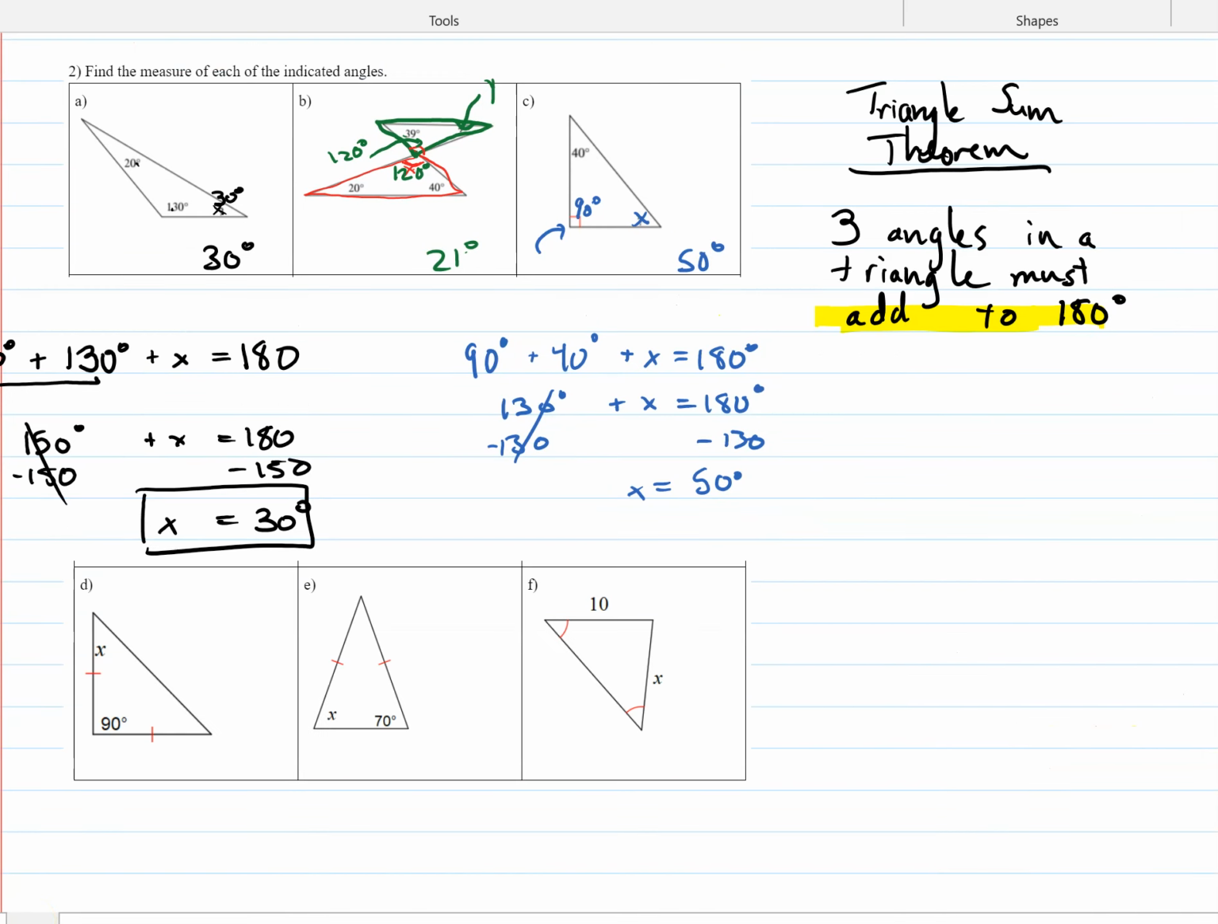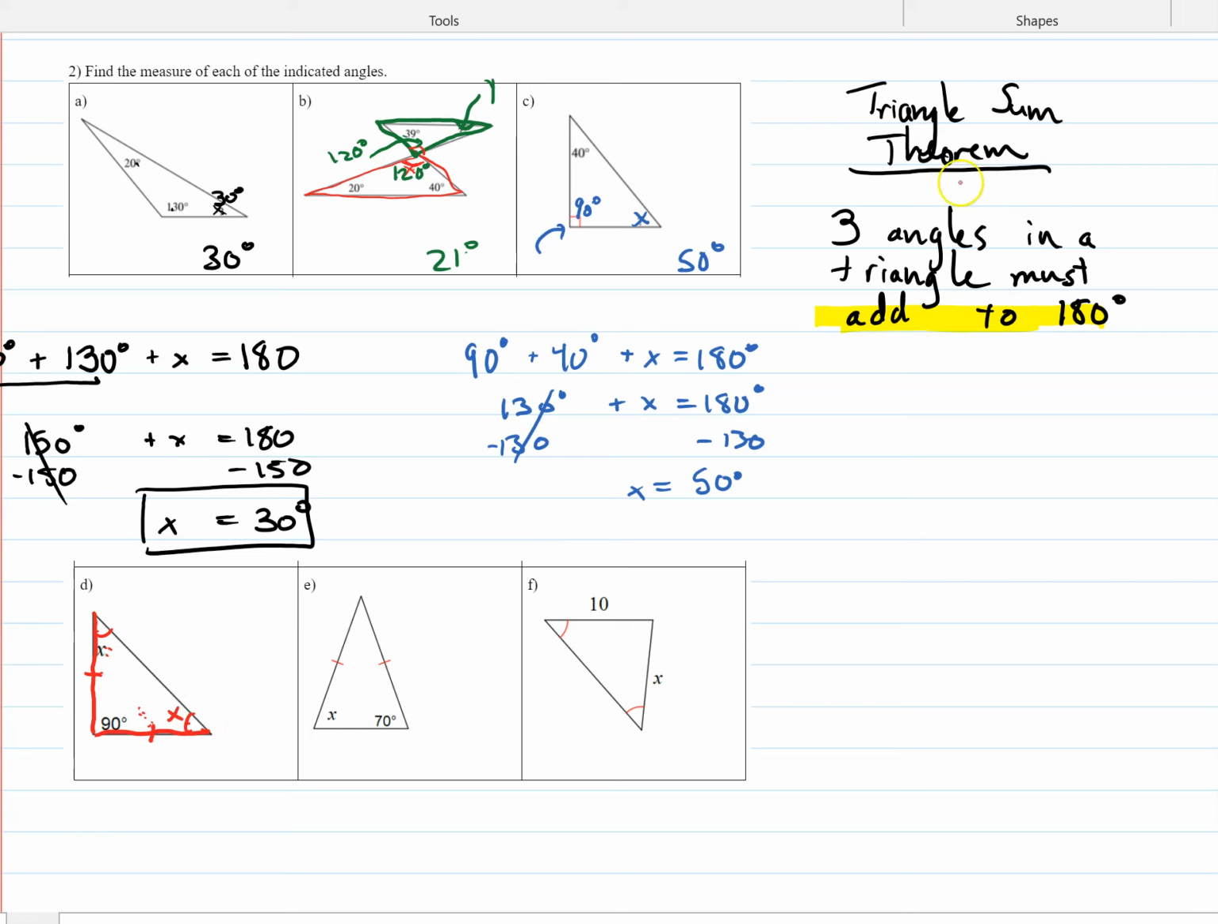Part D, an isosceles triangle. I know this is an isosceles triangle because these two sides both have a tick mark. That means they are the same length. And if these two sides are the same length, then their opposite angles are equal. This side has an opposite angle. If you draw a little line that shoots out from it, it hits x. So that means this other side, if you draw a little line that shoots out from that side, the angle that it hits is also going to be x. Property of isosceles triangle, the two base angles are the same.